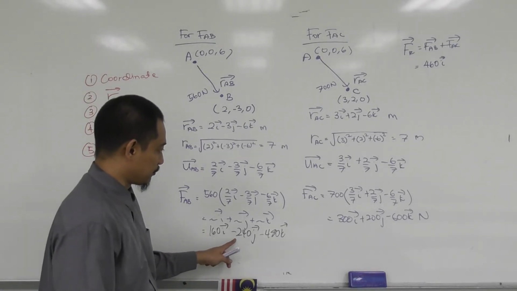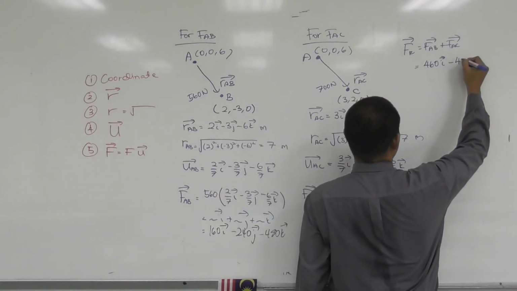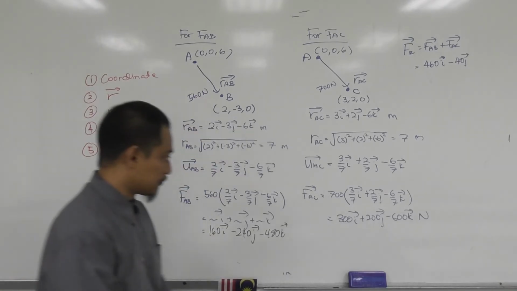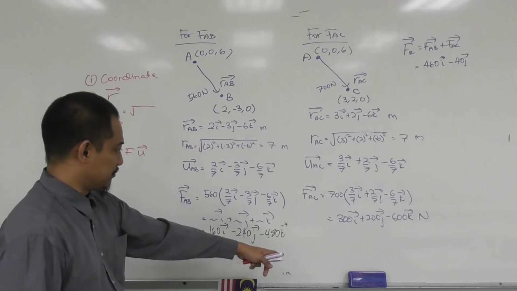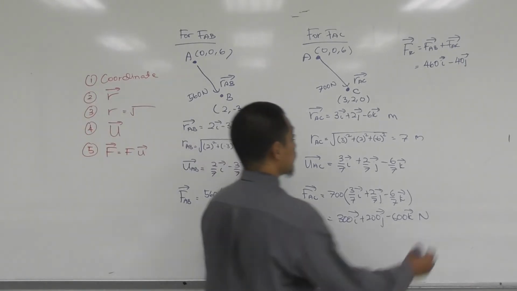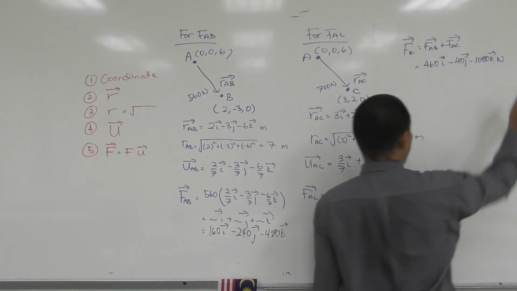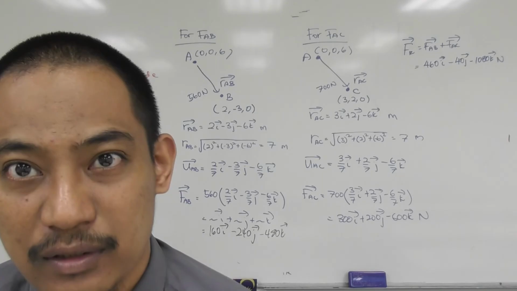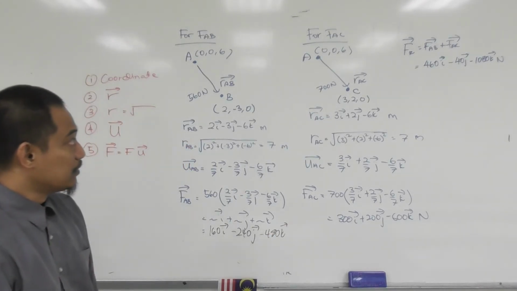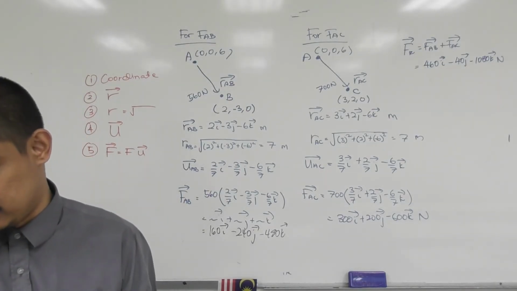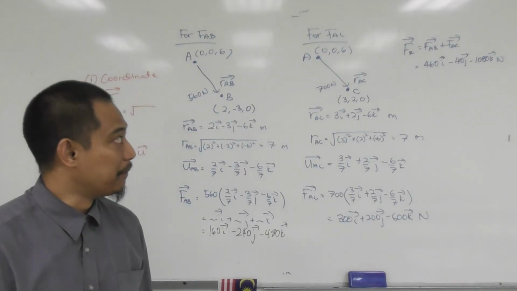And then we have minus 240 and plus 200. So minus 40j. Minus 480 minus 600, this is minus 1080k Newton. So that's basically the resultant force in terms of Cartesian vector form.